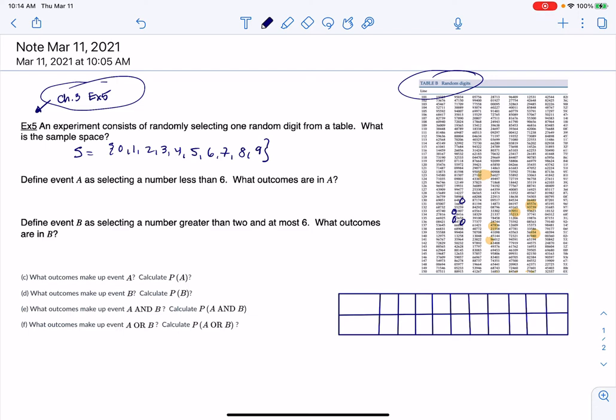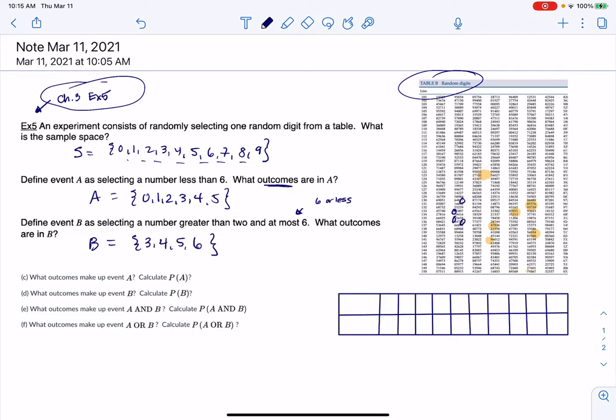And then it says define A as selecting a number less than 6. So what outcomes are in A? Well, if here is my entire sample space, if I want a number less than 6, that would be 0, 1, 2, 3, 4, or 5. Keep in mind, this was just us counting back in chapter 3. We're extending upon that in chapter 4, but I just want to remind us. And it says define B as selecting a number greater than 2 and at most 6. This phrase, at most 6, means 6 or less, right? But keep in mind, I have to be strictly greater than 2. So B would have 3, 4, 5, 6.